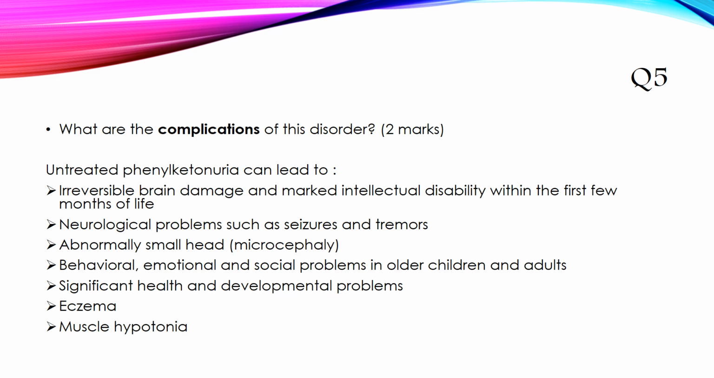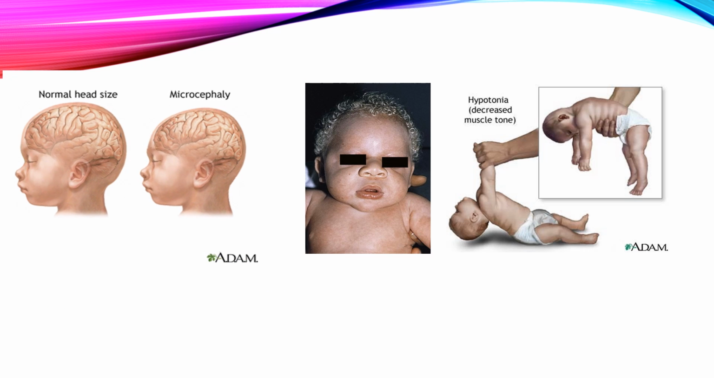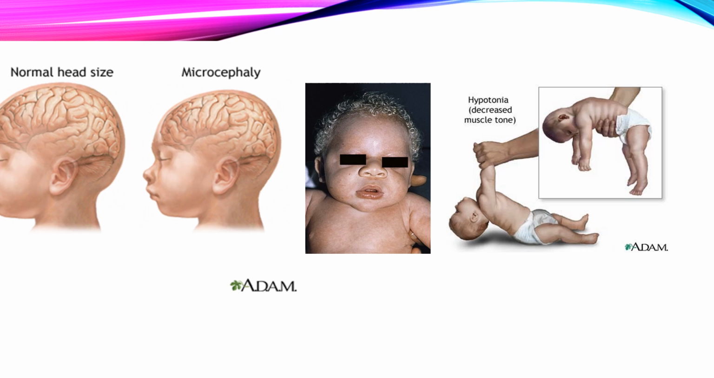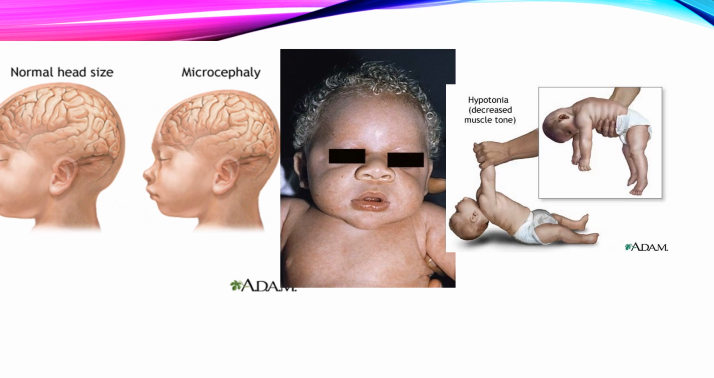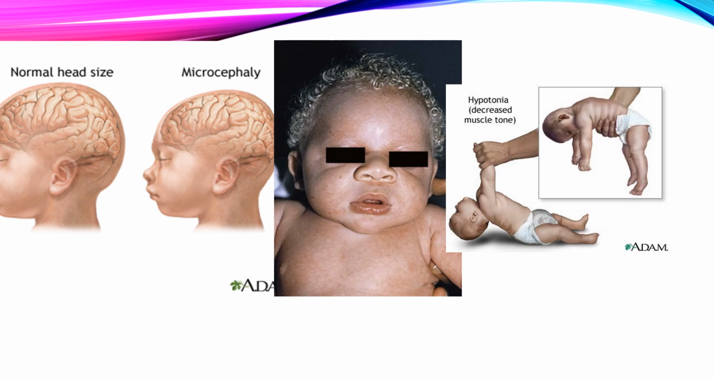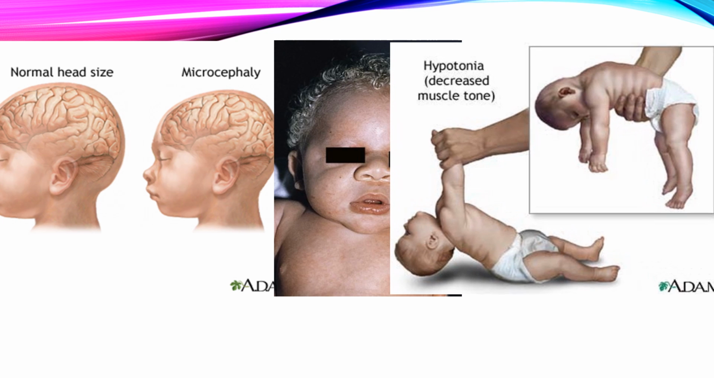What are the complications of this disorder? Untreated phenylketonuria can lead to irreversible brain damage and marked intellectual disability within the first few months of life. Neurological problems such as seizures and tremors, abnormally small head (microcephaly), behavioral, emotional and social problems in older children and adults, significant health and developmental problems, eczema, and muscle hypertonia. This figure shows the difference between the normal head size and microcephaly. This figure shows the baby with hypopigmentation of hair, and this picture shows an example of a baby with muscle hypotonia.